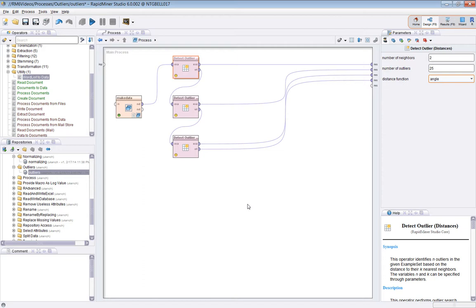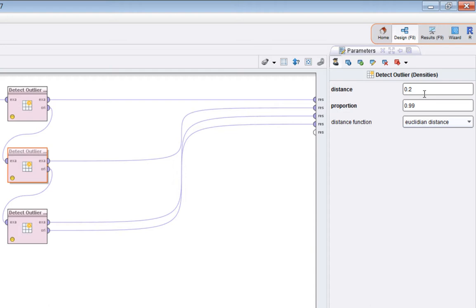Okay, so let's look at detect outlier densities. Now the general rule on this one is, distance parameter, as that tends to zero, you get more outliers. As the proportion parameter tends to one, you get fewer outliers. Best way to explain it is to run it. So if I set my distance to 0.2 and my proportion to 99%, it's between 0 and 1, I run that.